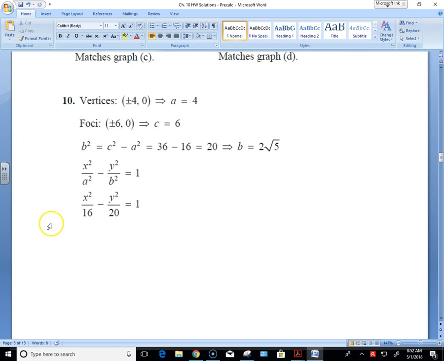Number 10, you ended up with this final equation right here: x squared over 16 minus y squared over 20 equals 1, after plugging in your clues, plugging in your hints.